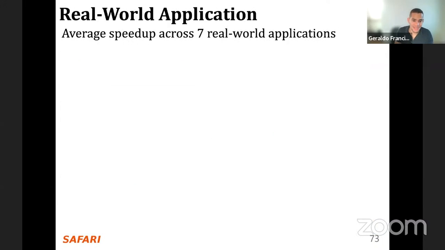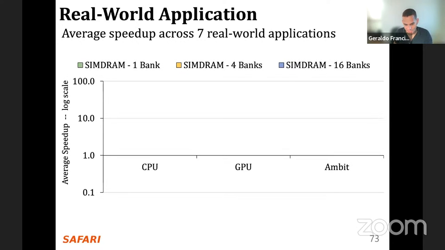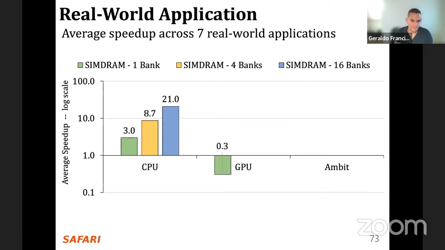And finally, we have the analysis of the 7 real-world applications, which again, we are summarizing in these plots here. And we see that SIMDRAM outperforms the CPU on average across all of the 7 applications by 3 times, 8.7 times, and 21 times when you increase the number of SIMDRAM-enabled banks. Again, SIMDRAM with a single enabled bank is not enough to outperform the GPU. Neither is it for 4 banks. In the paper, we discuss why this is happening.